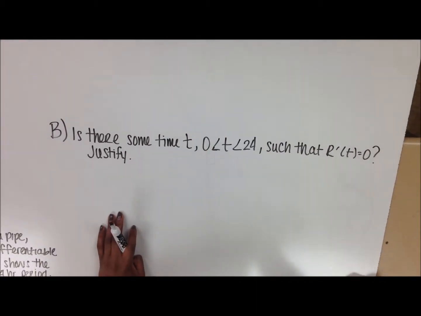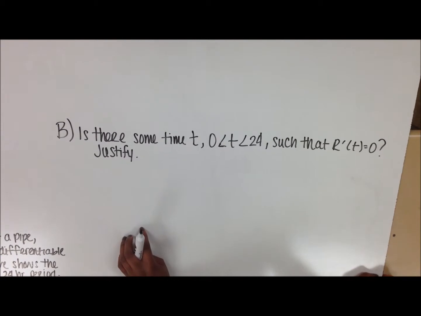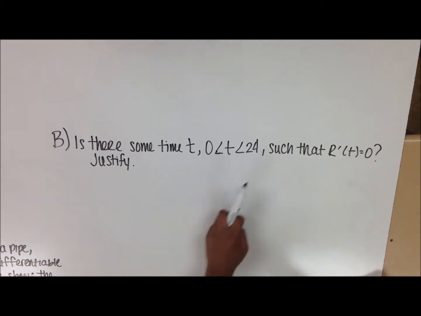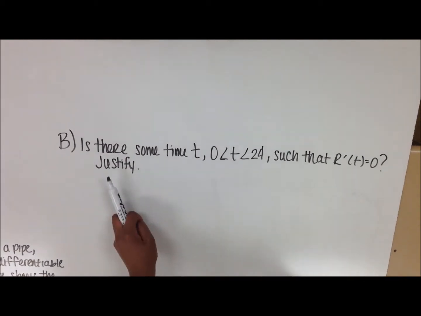Letter B's question is: is there some time t, where 0 is less than t and t is less than 24, such that r prime of t is equal to 0? Justify.